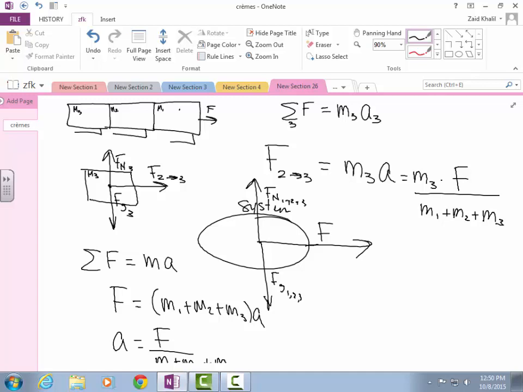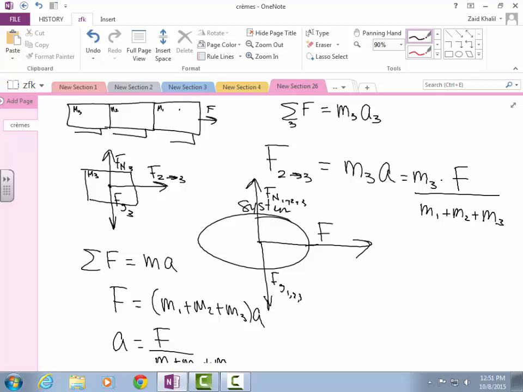So, free body diagram on M2. What are the forces acting on M2? So we have the force of 1 on 2. We don't even care about gravity and normal force for this problem. And what else do you have? Which way is 3 on 2 directed? The force of 3 on 2. And how did you get the force of 3 on 2? Because of Newton's third law, exactly.